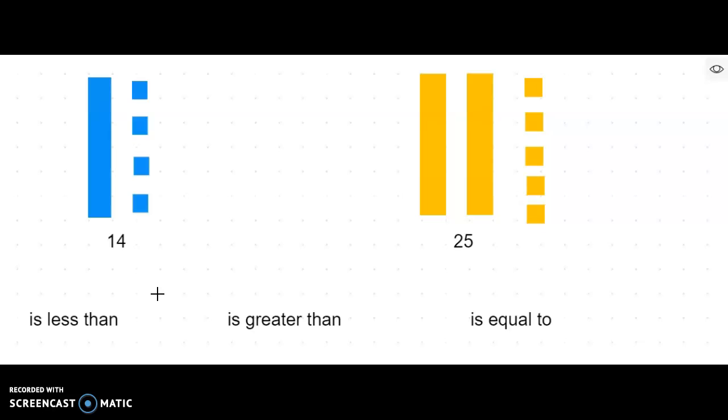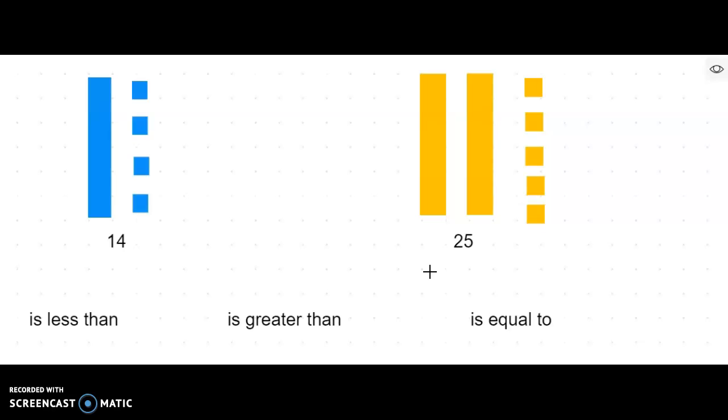So there are three options I have when I'm comparing 14 and 25. When I'm talking about what's different between 14 and 25, I can say 14 is less than 25. If I say less than, it means 14 is not as much as 25. Or I could say 14 is greater than 25. That means 14 has more than 25. Or I could say 14 is equal to 25. That means 14 and 25 are the same amount.